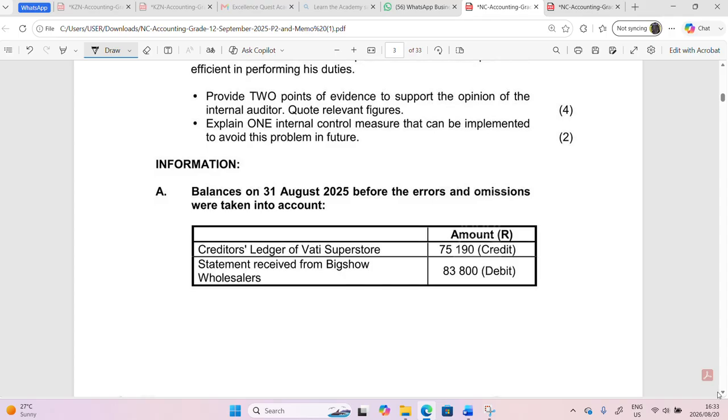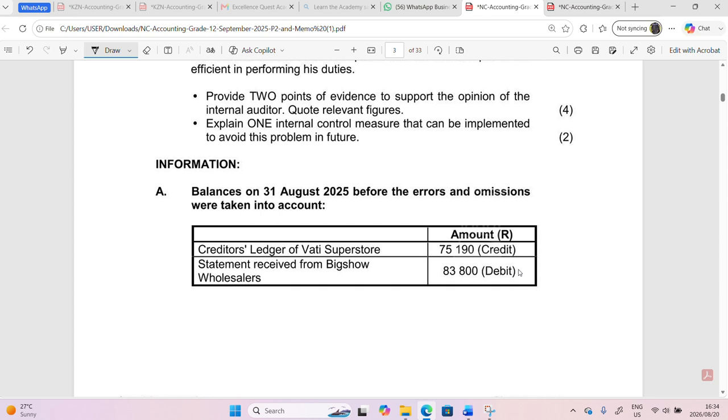Information A balances on 31st August 2025 before the errors and omissions were taken into account, before checking mistakes and transactions that were not recorded. This is what happened. Creditors ledger of Fati Super Store.